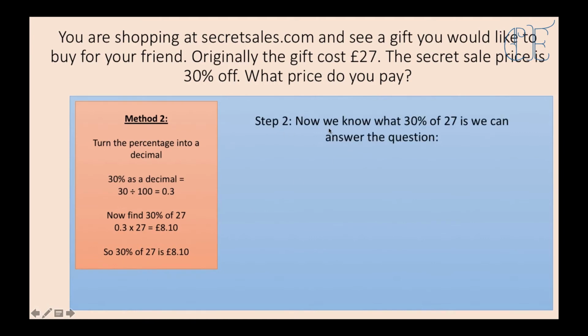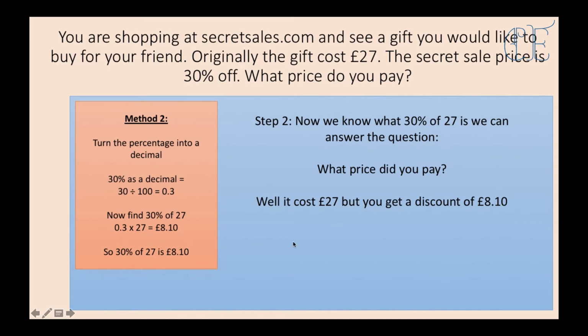So step 2. Now we know what 30% of 27 is, we can answer the question. So what price did you pay? Well, it was £27 and you got 30% off. 30% off was £8.10 off. So you get a discount. So you need to do 27 take away £8.10. So you would actually pay £18.90 for that gift.